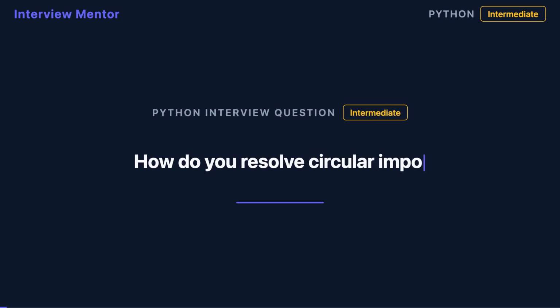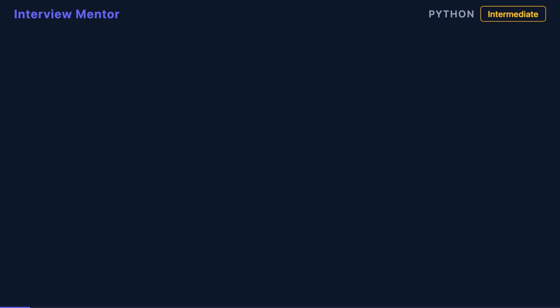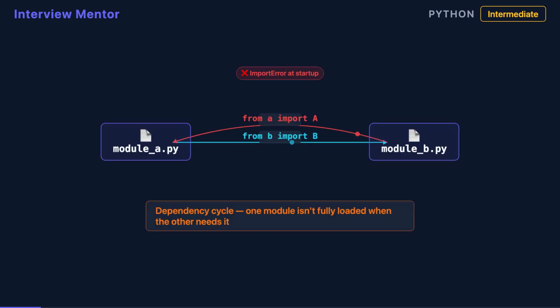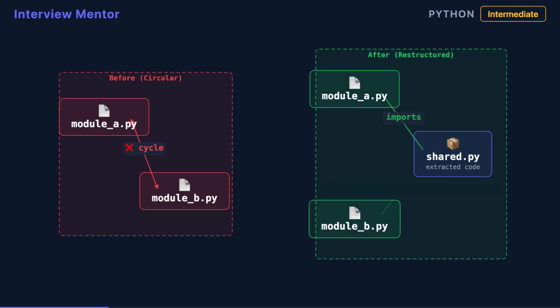Python throws an import error at startup, and circular imports are usually the culprit. A circular import happens when module A imports module B, and module B imports module A. Python runs each file top to bottom, so when it hits this cycle, one module isn't fully initialized, and the import fails. The cleanest fix is restructuring your code.